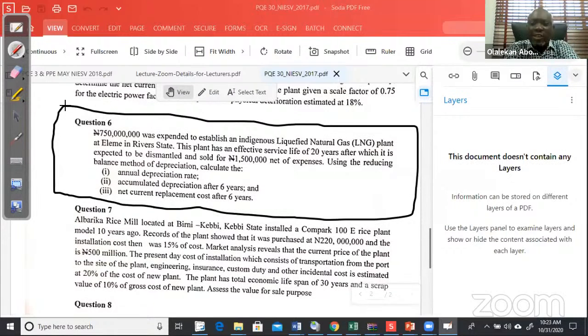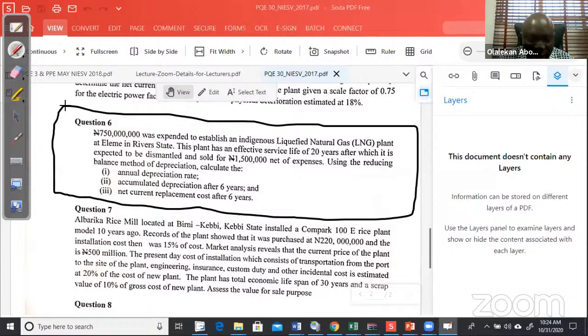750 million was expended to establish an indigenous liquefied natural gas plant at Element in River State. Right? This plant has an effective useful life of 20 years. Lifespan is what? 20 years. After which it is expected to be dismantled. Underline that, noble colleagues.